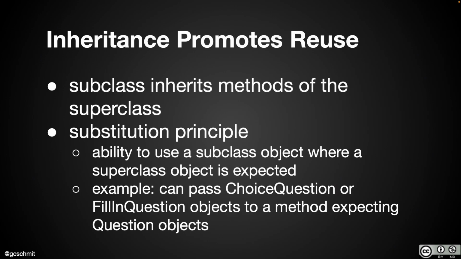And the first way we're going to focus on is the substitution principle. I should have put that in italics. I'll try to fix that here in a second. The substitution principle says, hey, you know what? If you have a variable of a superclass type, like question, you can pass a reference to a subclass, and that's okay. So if there is a method that takes a parameter of type question, you can pass a choice question to it, and that's fine. You can pass a fill-in question to it, and that's fine too. And that, as we're going to see, is really powerful, and this is where we get our reuse from.